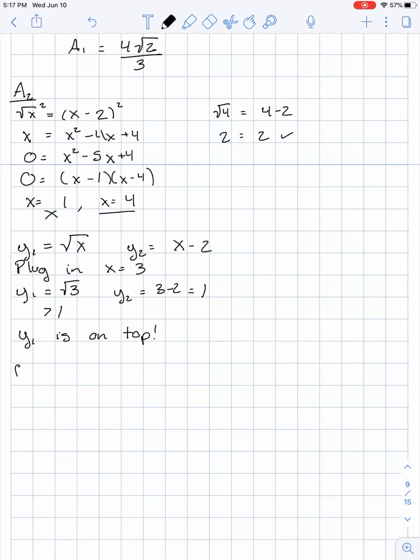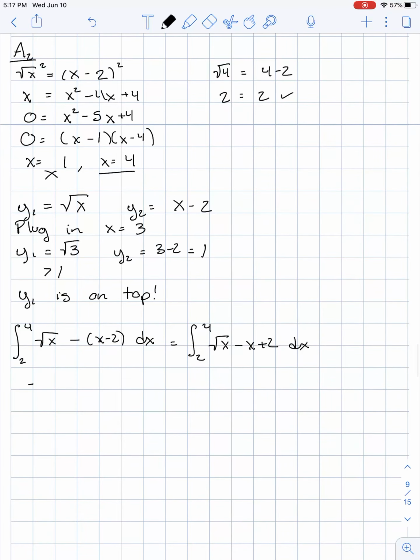Okay, cool. So that means that my last integral for area 2 is going to be from 2 to 4 of square root of x minus (x minus 2). Remember to put that in parentheses because you need to distribute that negative. All right, and I can then rewrite my integral to distribute that negative: square root of x minus x plus 2 dx.